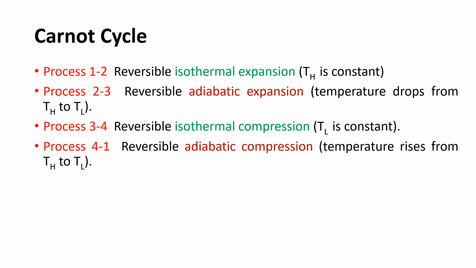From process 1 to 2, it is an isothermal expansion. Process 2 to 3 is adiabatic expansion. Process 3 to 4 is isothermal compression, and process 4 back to 1 is adiabatic compression. So at isothermal, usually the temperature is constant.